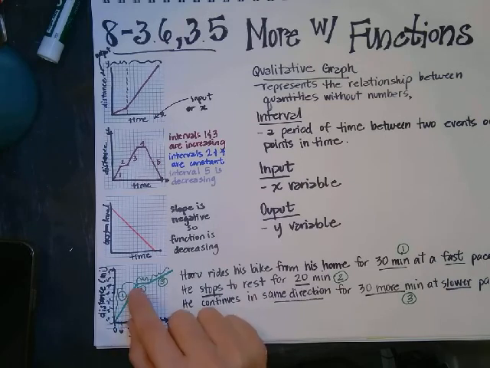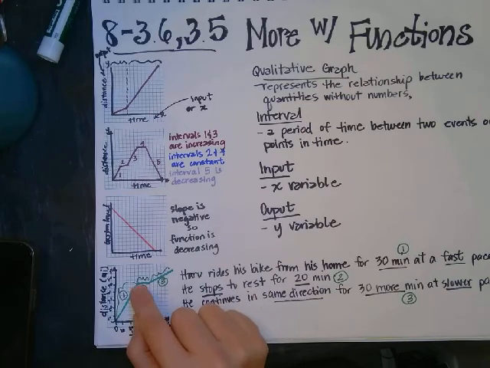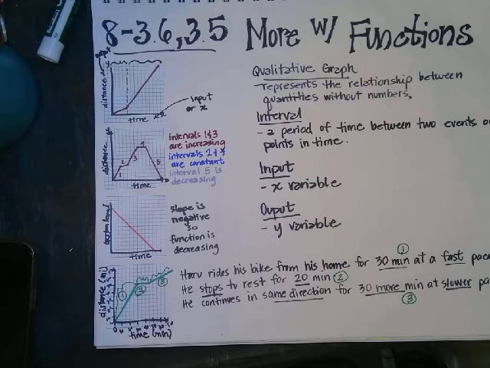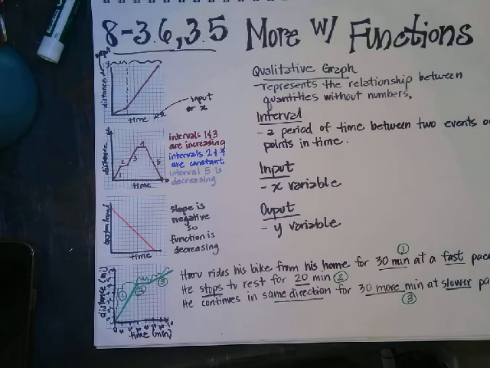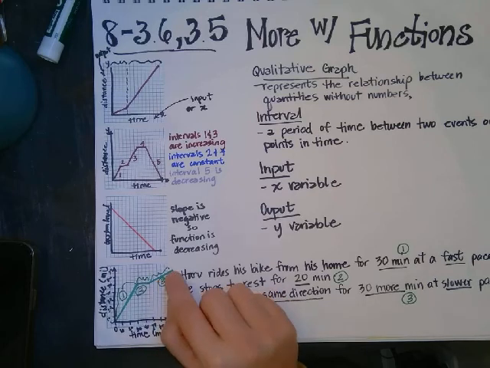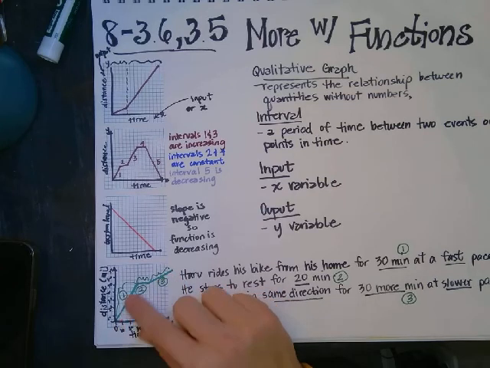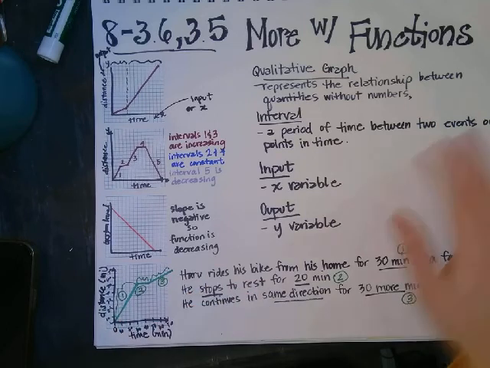Then he stops to rest for 20 minutes. So even though time is passing, distance isn't changing. And that's why we have this flat line. And then lastly, he continues in the same direction for 30 more minutes, but he's going at a slower pace. And I can see that the pace is slower on this graph because the slope is not as steep as it was in the beginning.